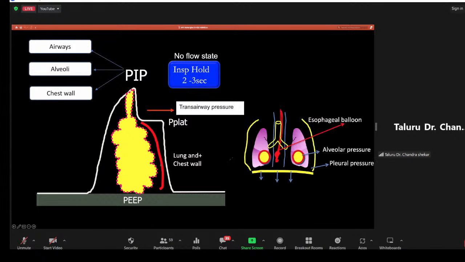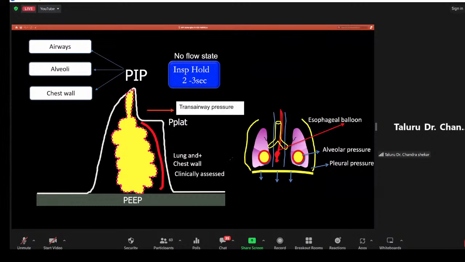If you want to really differentiate the contribution of the chest wall, you have to float an esophageal balloon, which is not available in most of the ventilators. It is quite expensive, and it is in fact not required for every patient. It is only required for the sickest of the sick lungs. This discrimination between the lung and the chest wall is mostly done by clinical assessment.